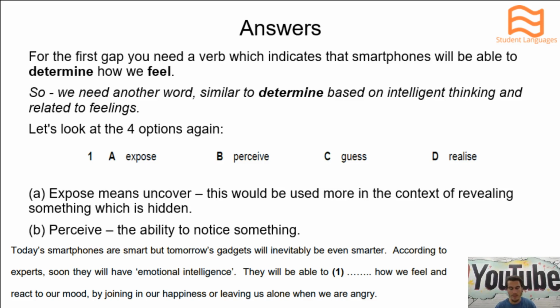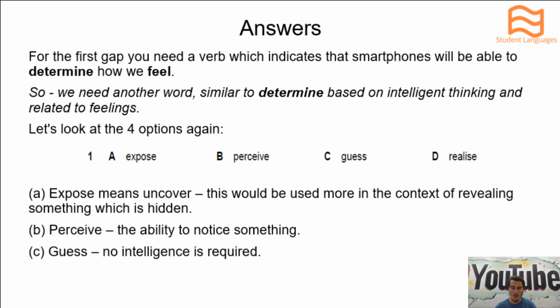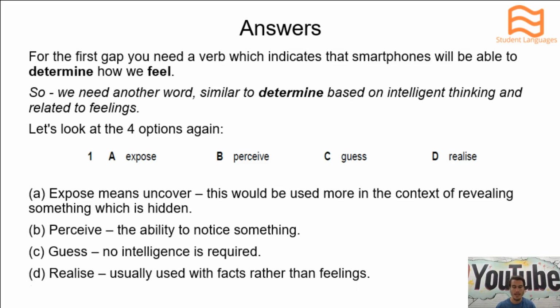B means perceive, and perceive is the ability to notice something. Guess means that no intelligence is required. And finally, D, realize, is usually used with facts rather than feelings. So which answer do we think is correct based on these meanings here?